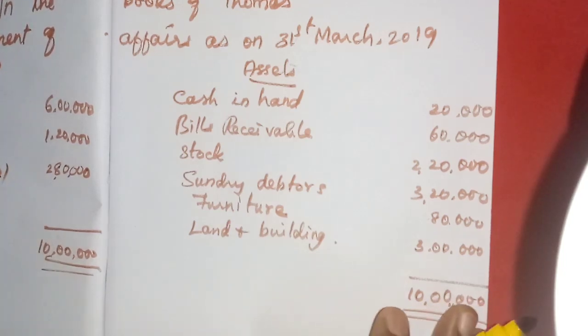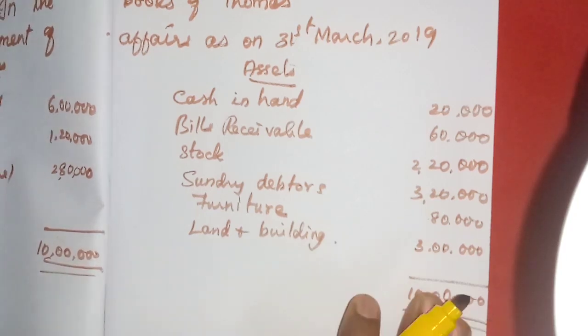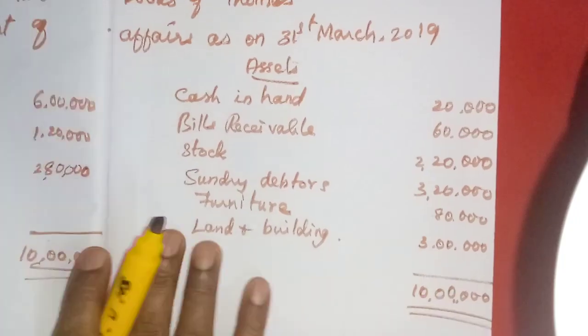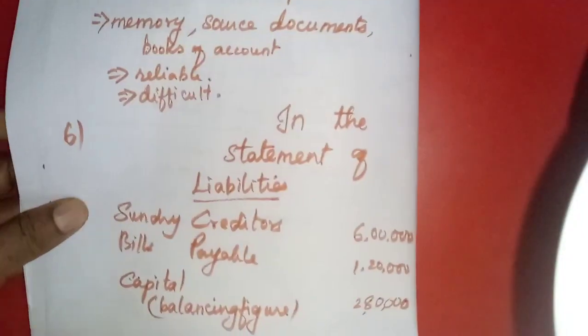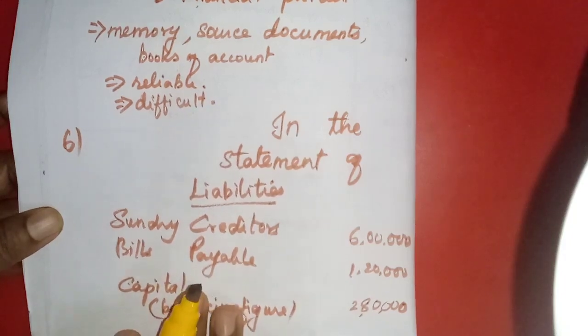Okay, that exercise number 6 you have to write first. Okay, then only the heading, then this left side liabilities, right side assets.